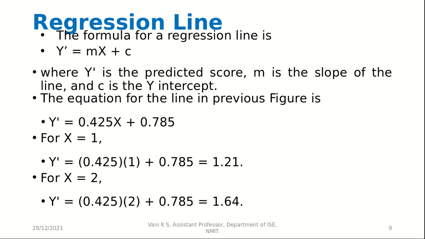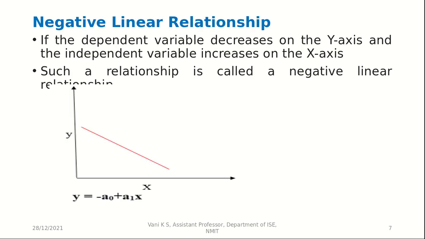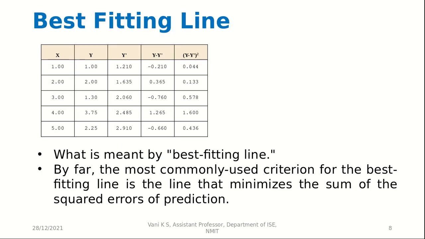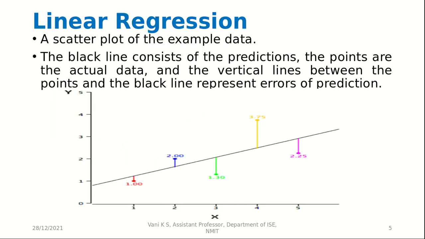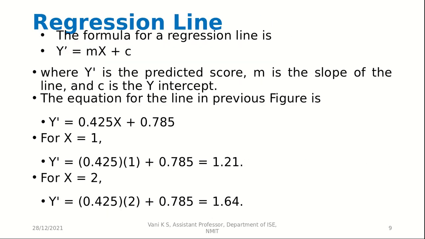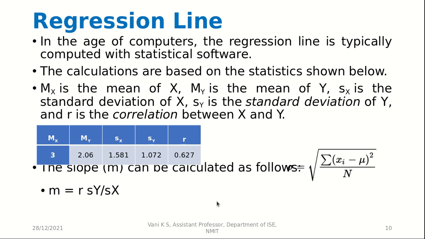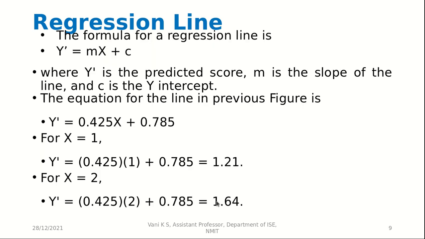The equation for the line in this figure was 0.425x + 0.785. Now for x equal to 1, the predicted value is 1.21, and for x equal to 2, the predicted value was 1.64, whereas the real values were 1 and 2. And similarly for different x's, the y' was calculated.